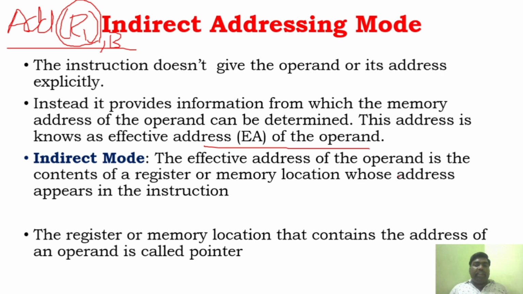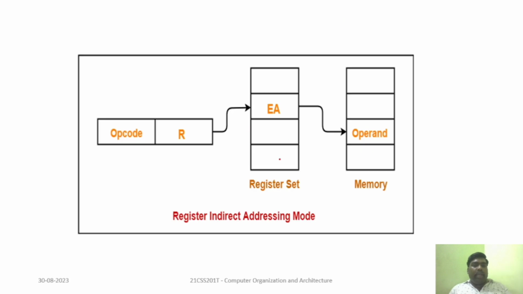So the effective address of the operand is the content of the register where you can find the operand. The original register or the memory location which has the operand is called the pointer. If you don't understand, you can understand now. Look here: normally there is a register.